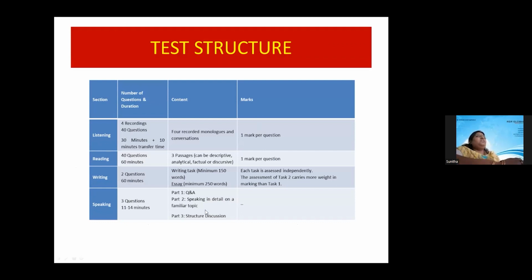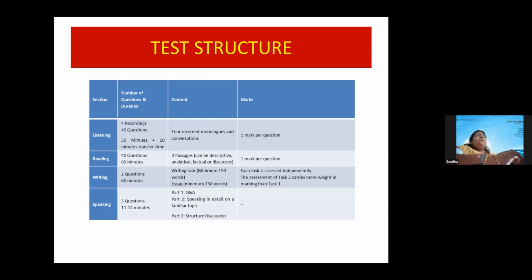This is the test structure of IELTS. There are 4 sections: listening, reading, writing, and speaking. In listening, there are 4 recordings and 40 questions, and the time given is 30 minutes, plus an extra 10 minutes to transfer answers from the question paper to the answer sheet. The content is 4 recorded monologues and conversations. We have to inform the students that they are not given control to pause, rewind, or forward. They only get the headset.